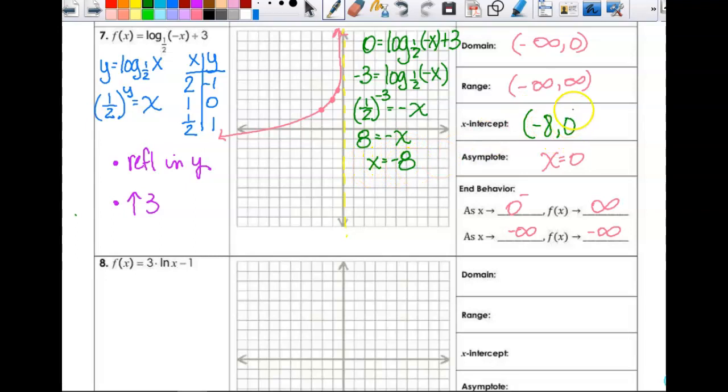It's -8, 0. I think mine goes through -7, 0, but we didn't know what it was. It's fine. Yours should be close to it anyway. It should make sense to be close. All right, what questions do we have? We good? All right, let's do one with a natural log.